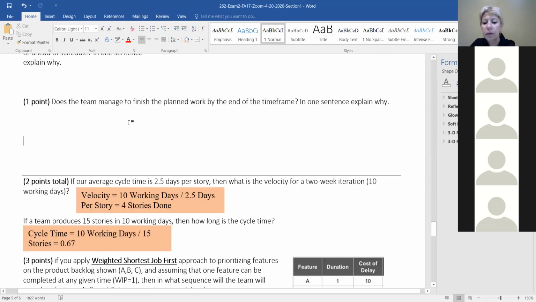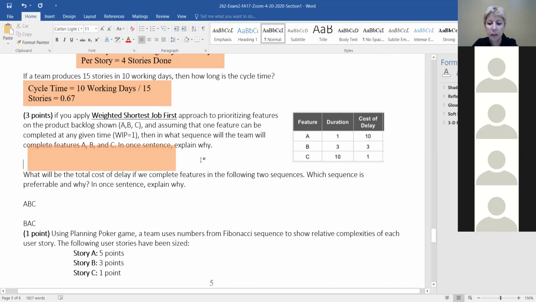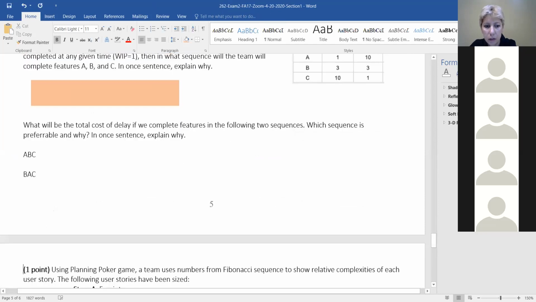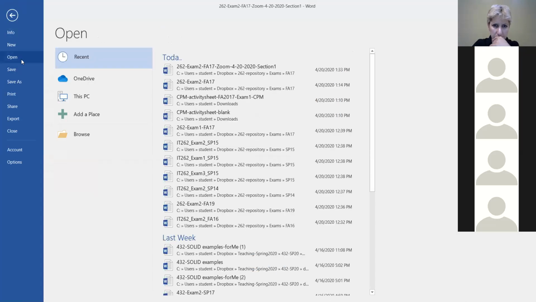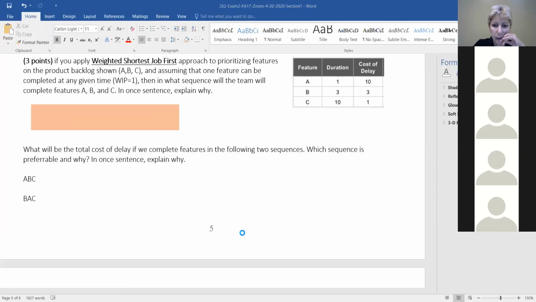What is missing? So we've done the other one. We're going to do this one. So first of all, I think we had a table for this somewhere, but let's see what we did last time. Last time we did an example together, and I think we have a table that we can reuse for weighted shortest job first.